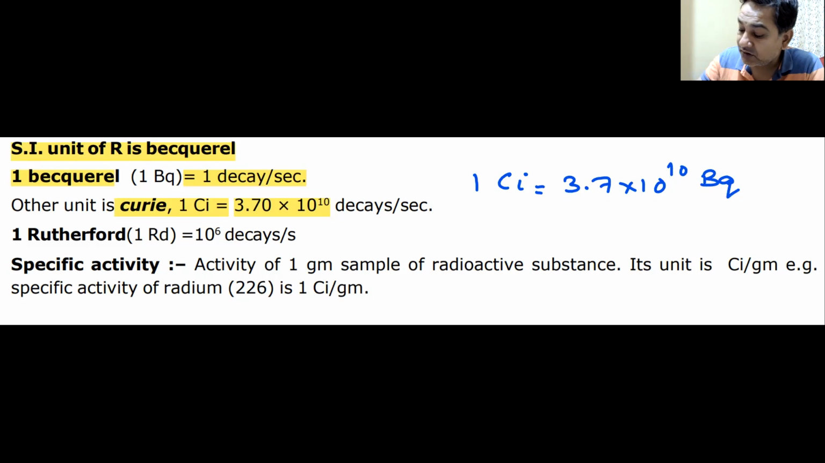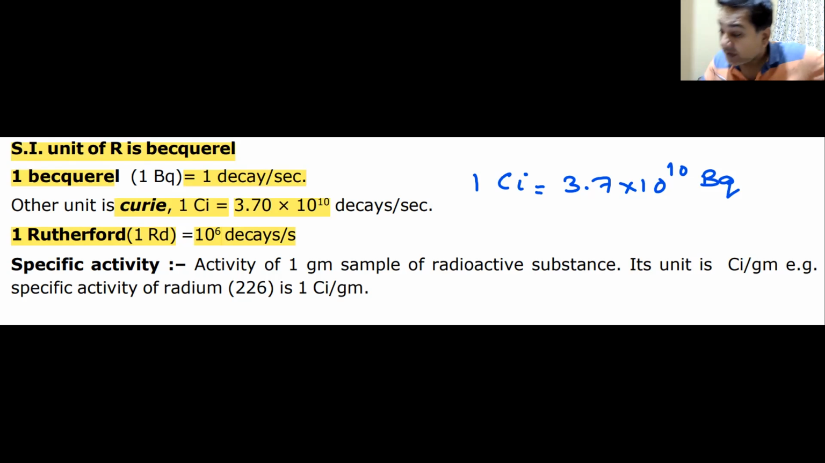Similarly, we have the third unit, which is Rutherford. 1 Rd, 1 Rutherford is 10 raised to the power 6 decays per second, which is 10 raised to the power 6 becquerel. Do we understand this?